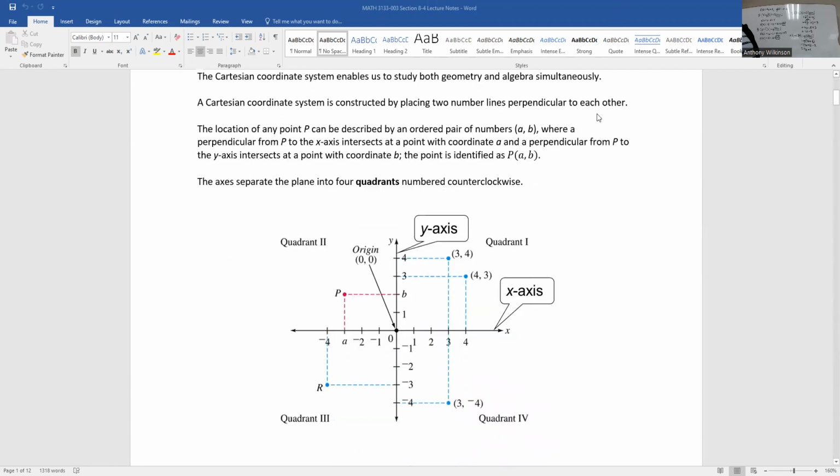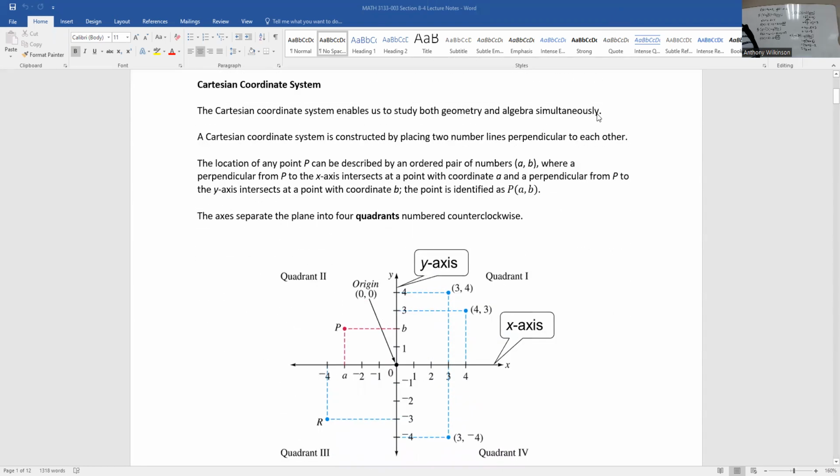Let's begin with the Cartesian coordinate system. Now, the Cartesian coordinate system enables us to study both geometry and algebra simultaneously. Because in the coordinate system, there is geometry and there's also algebra in this as well. Now, what is the Cartesian coordinate system? It's pretty much constructed by placing two number lines that are perpendicular to each other.